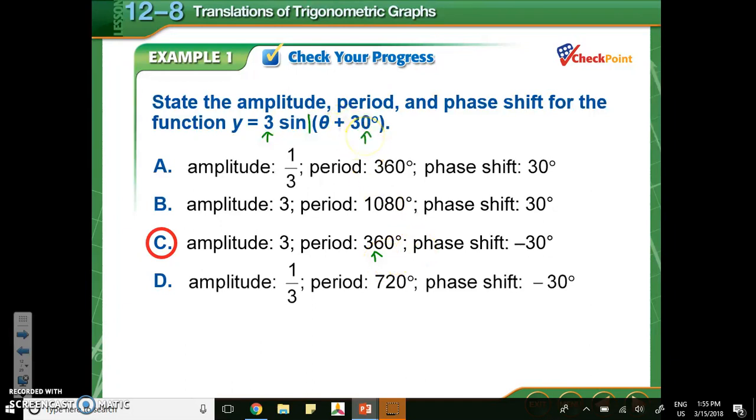And a plus 30 inside with my theta means a phase shift of negative 30 degrees, or 30 degrees to the left. I hope that on the graph that I put on your note guide, you will try to graph that. Practice graphing first. You will graph y equals 3 sine of theta, graph that with a dotted line, and then shift everything 30 degrees to the left.